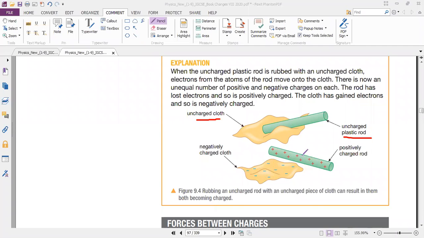As electrons jumped from the plastic rod, there are fewer electrons, more protons. As there are more protons, this is positively charged, and the cloth has more electrons. As it has more electrons and electrons are negatively charged particles, the cloth gained negative charge. So the plastic rod is positively charged after rubbing and the cloth is negatively charged.